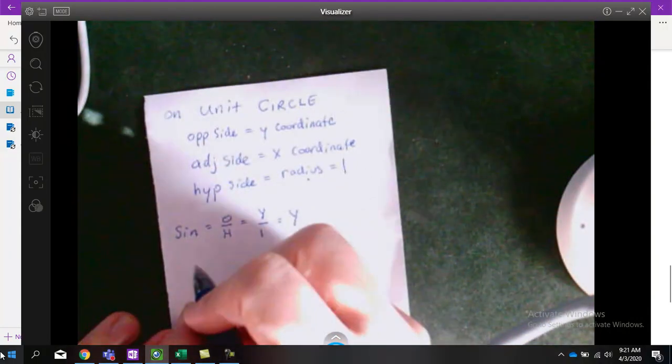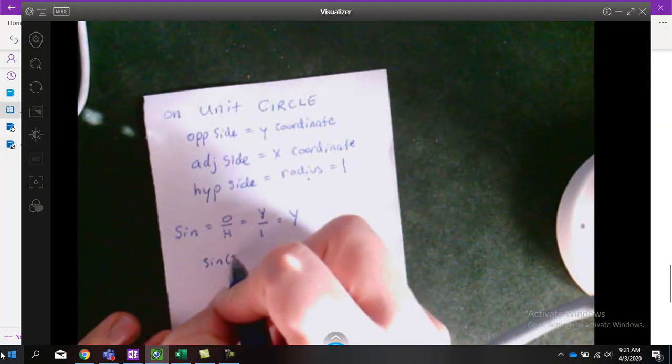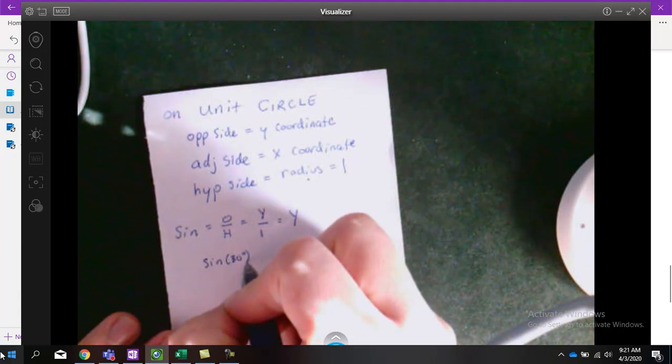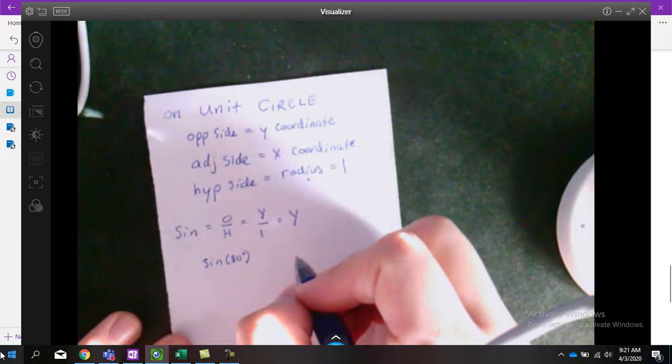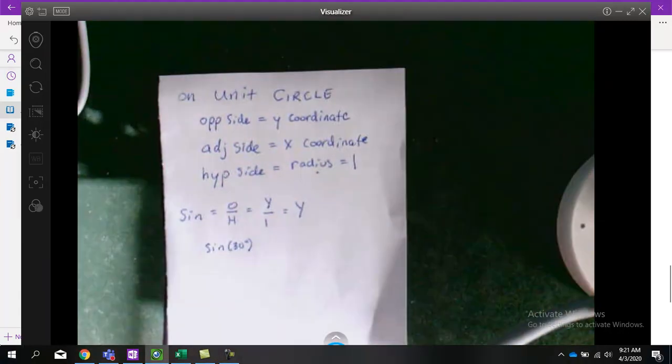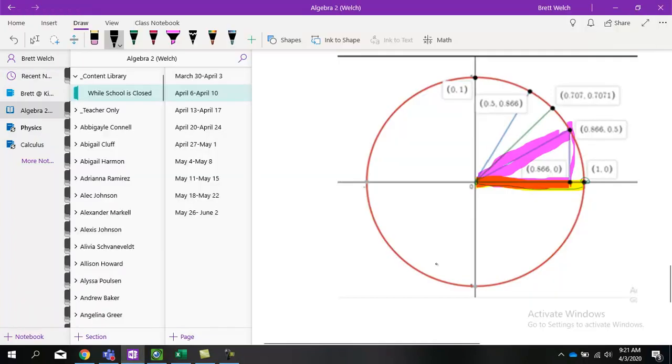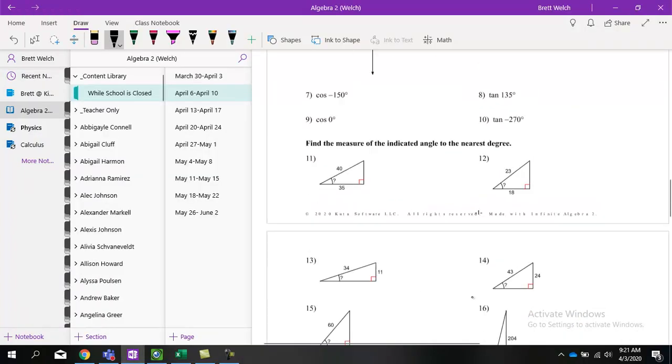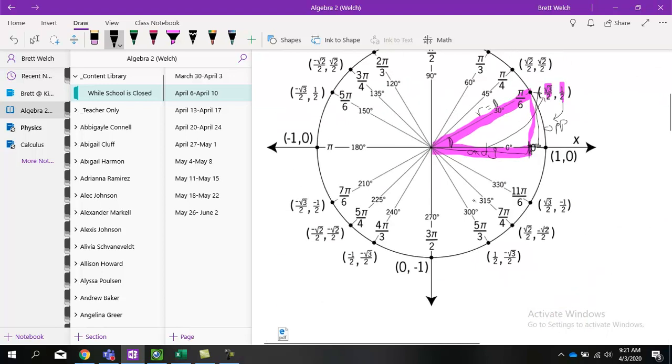So literally, if I ask you sine of 30 degrees, all I have to do is go to the unit circle to 30 degrees, find the y coordinate, and that right there is the sine of 30. It's 1/2. And we can put that in the calculator. We'll do that here in a minute. If we put that in the calculator, the sine of 30 will be 1/2 every time.